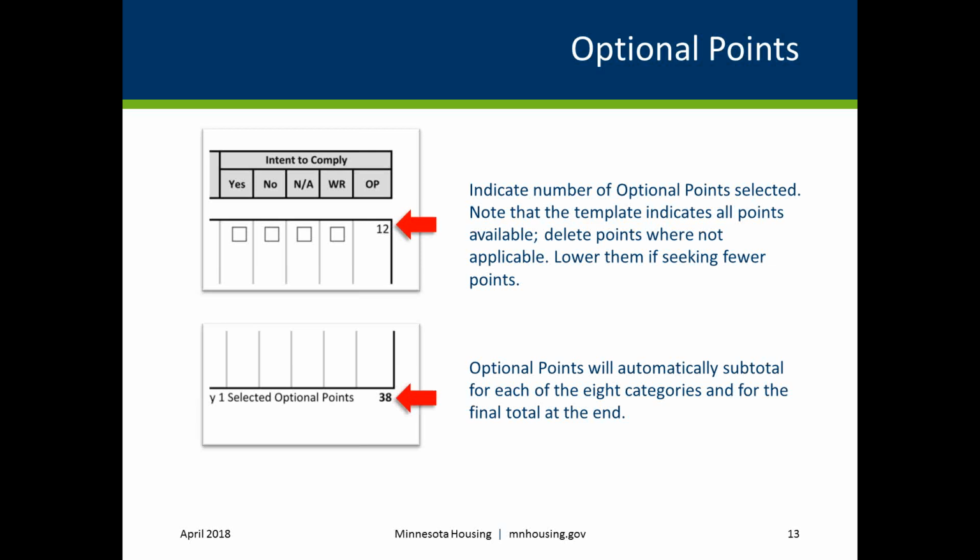The points automatically subtotal for each of the categories and also automatically calculate for the final total at the end. If you are not taking the points, they must be deleted. Remember that if optional criteria points are not available, the OP column will be grayed out.